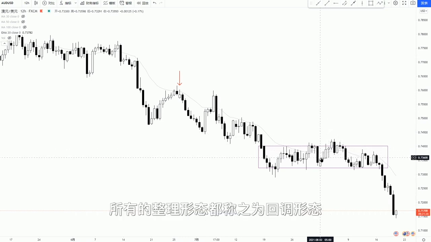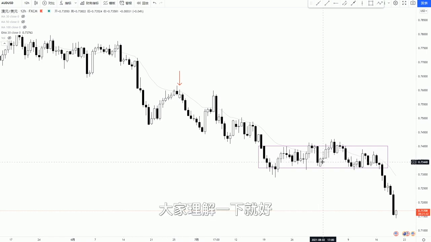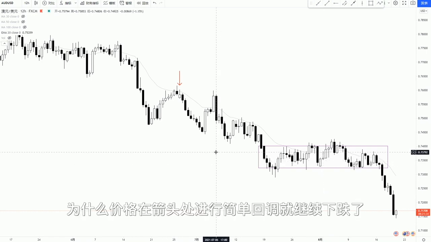In my analysis system, all of the correction patterns are called callback patterns, and that's one of the things I call them. Just so you get the idea.